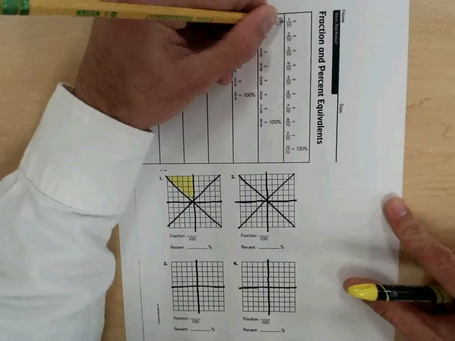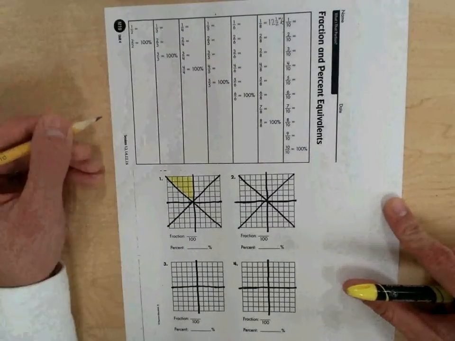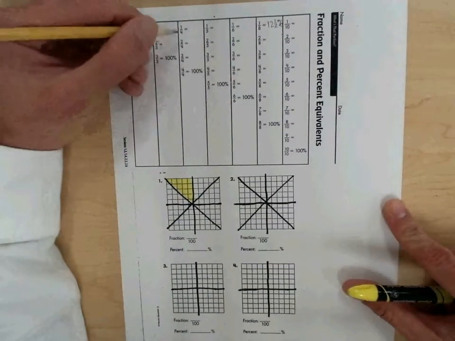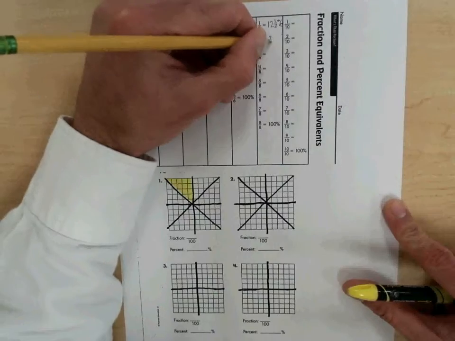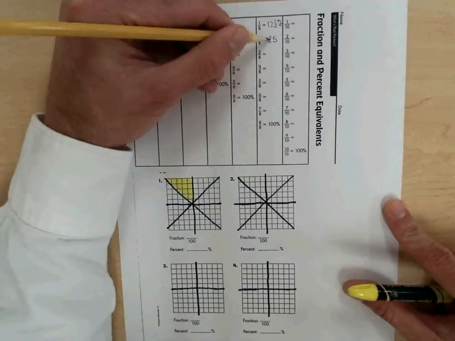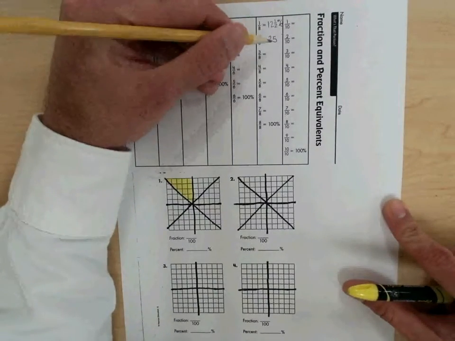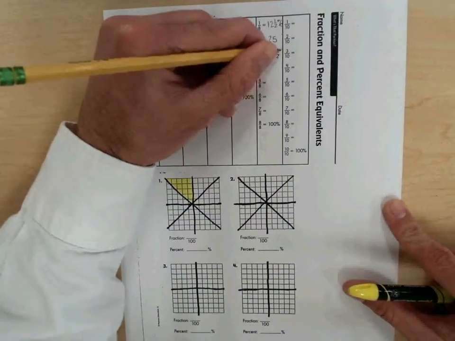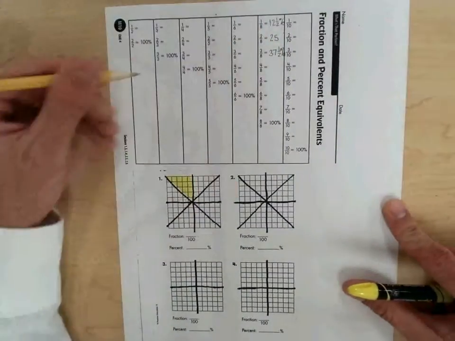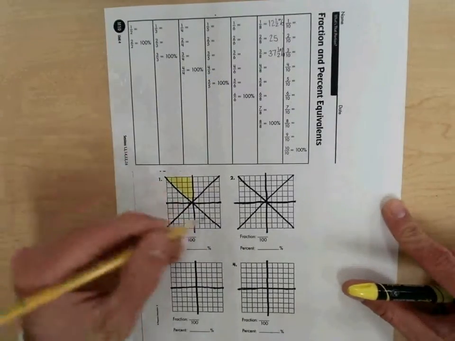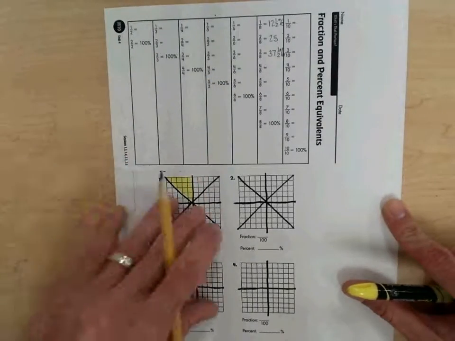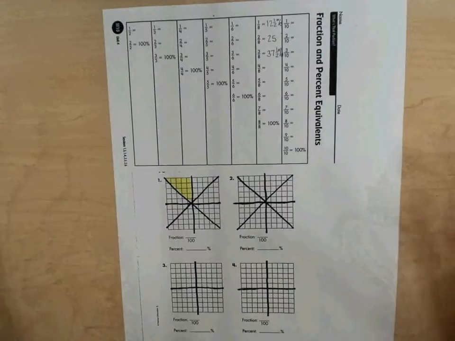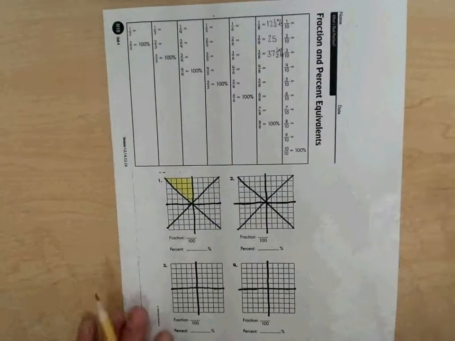So I can keep filling those in. Each one goes up 12.5%. I know that 2/8 is equivalent to 1/4, so that's 25%. Then I can add 25 plus 12.5%, which equals 37.5%. So those are fairly easy once we have drawn the grid, and they can do this on a piece of graph paper. Just make a 10 by 10 grid.